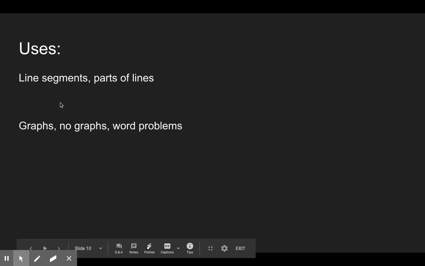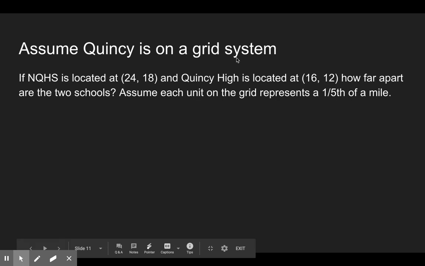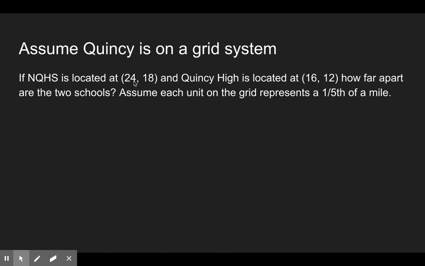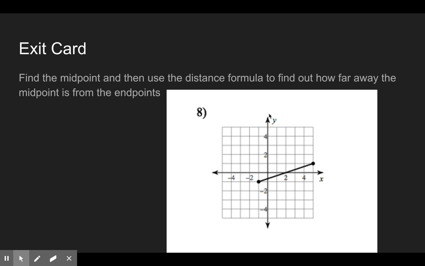All right, I'll skip these for now. And I want to talk about this word problem here. This word problem is probably the most complicated I can make it because you still need to take this information and put it in the formula, and then I tell you to assume that each unit on this grid system represents a fifth of a mile, so a little conversion. That's about as complicated as it can get, guys. Otherwise, it stays pretty much in this zone of, here's 2 points. Can you plug them into the formula and get to work?